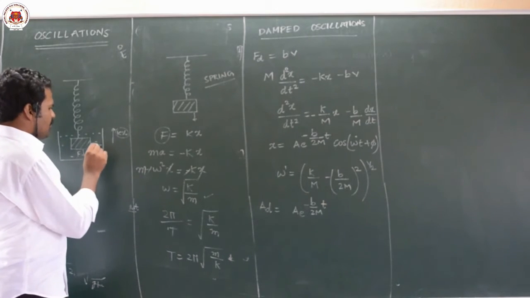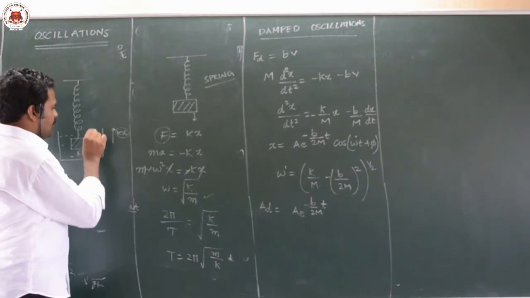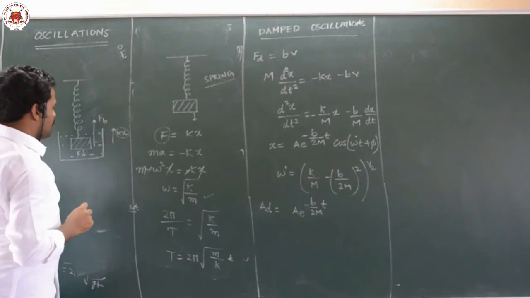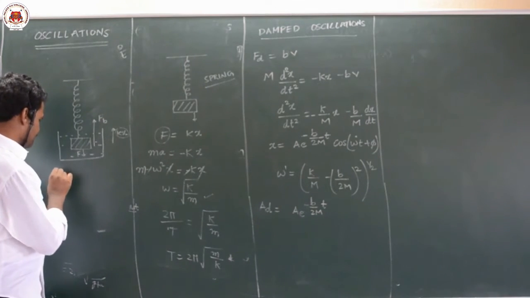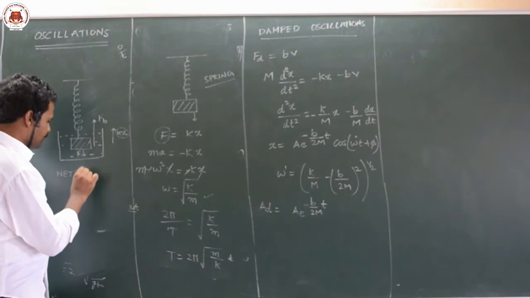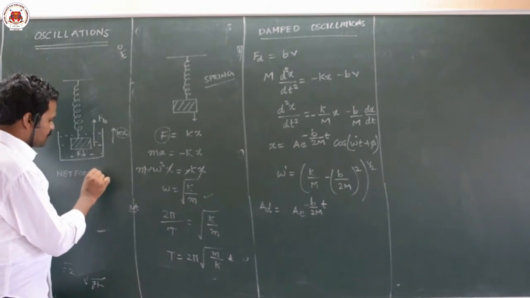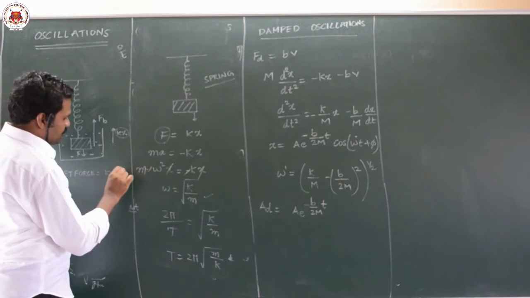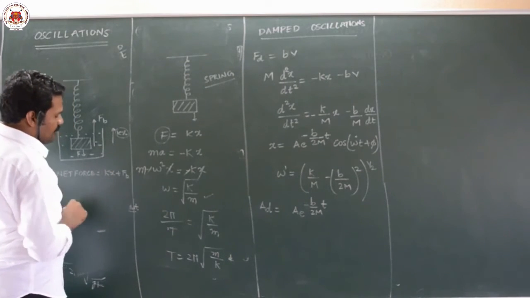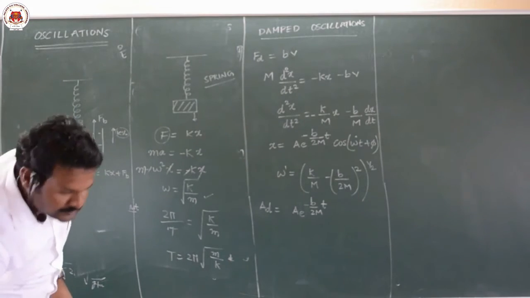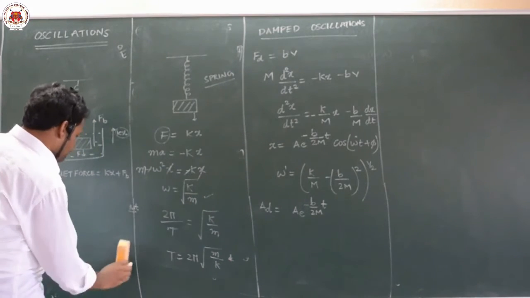At the same time, when the body is inside a liquid, a buoyancy force also will act. So now what is the net force acting here? According to Newton, net force is equal to kx plus buoyancy force. Kx plus buoyancy force has to be equated to ma.